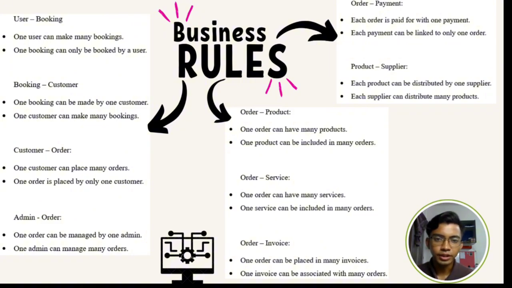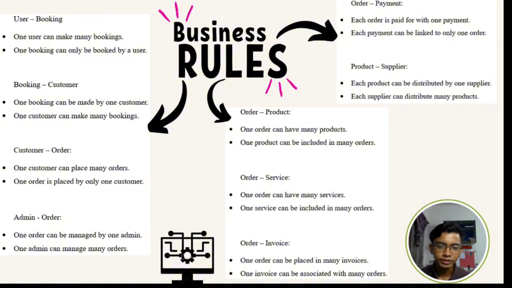The first is user and booking. One user can make many bookings and one booking can only be booked by one user. The second is booking and customer. One booking can be made by one customer and one customer can make many bookings. The next is customer and order. One customer can place many orders and one order is placed by only one customer.